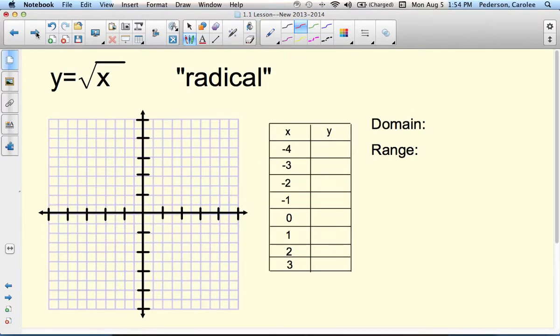The next parent function is a radical. Let's talk about that one. So your square root of x. So we just substitute some numbers in. And I'm going to start with the positive direction first. So I say the square root of 0 is 0.